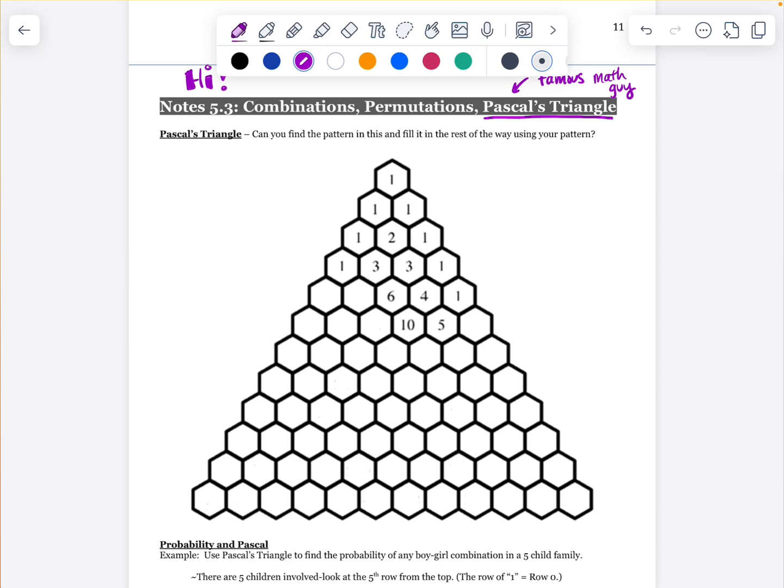So the first thing I want you to do is take a moment and pause the video after I ask you this question. And the question is, can you find the pattern in this triangle? There is absolutely a pattern. Well, there's kind of a lot of patterns if we're being transparent. So can you find the pattern in this triangle? And if so, fill in the rest of the triangle with that pattern. So pause, take a look, see if you can find it. And then when you unpause, I'll reveal the pattern.